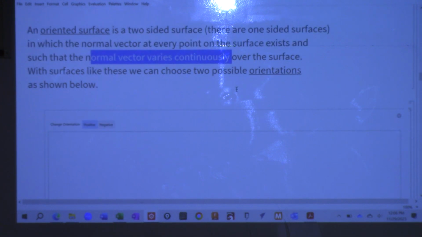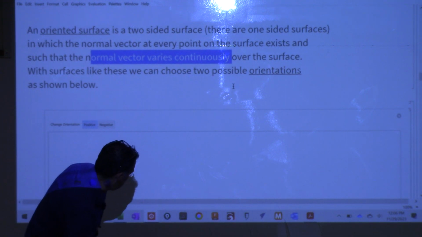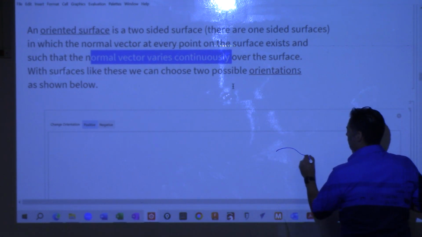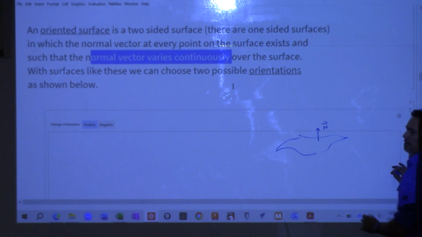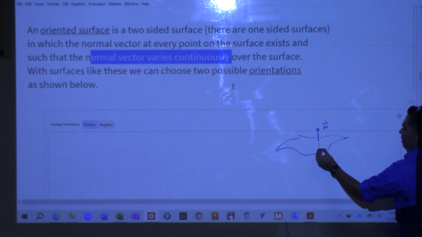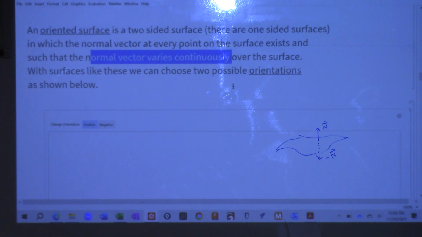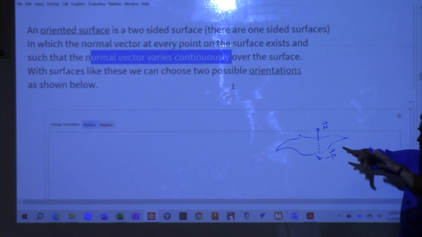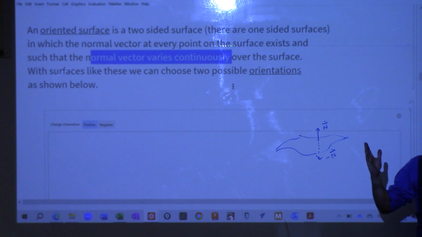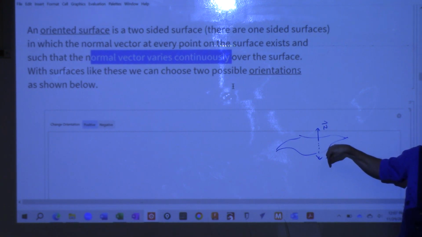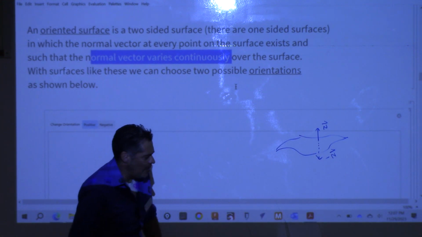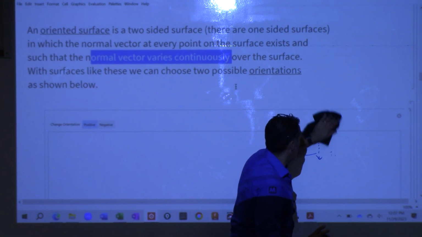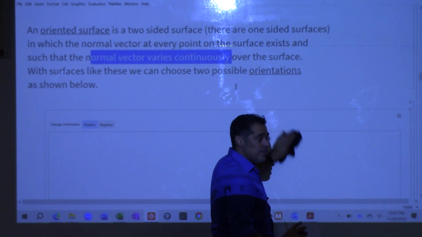Now, with surfaces like this, there are two possible orientations. If I give you a three-dimensional surface like this, that could be a normal vector, but so could the one pointing out the bottom. That would be the negative of that. So when you want to talk about normal vectors on a surface, there are two orientations: this way and that way. We need to define what orientation we want to work with so that we're all getting the same answers.